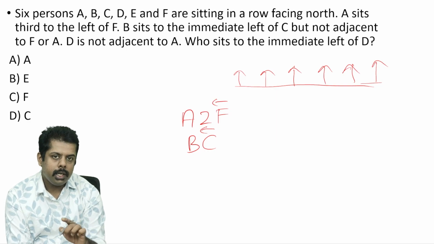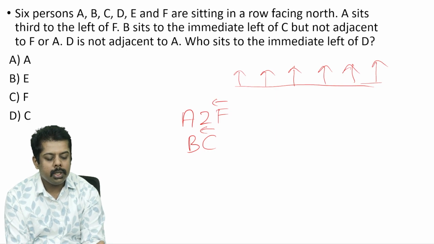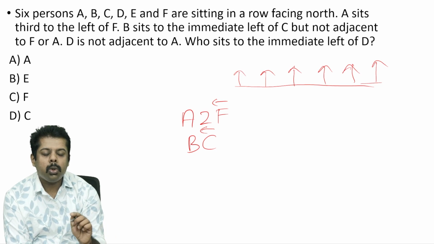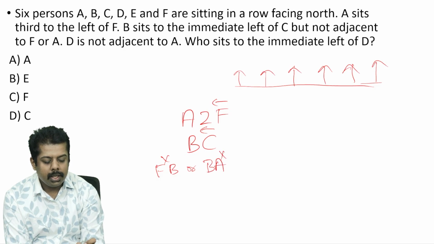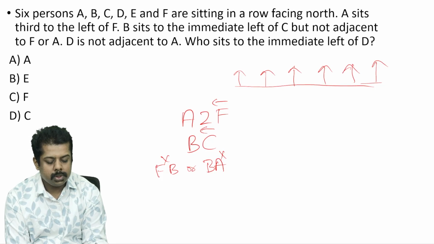Let's read that point once again. B sits to the immediate left of C, but not adjacent to F. So it's been said with relation to B. B is not going to sit adjacent to F or adjacent to A. So B and A are not going to be sitting together. Likewise, F and B are also not going to be sitting together.